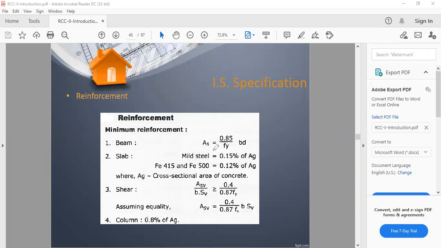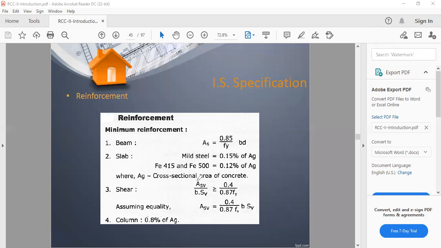Then for the slab, if you are going to provide mild steel, then 0.15% of the gross area, that is the cross-sectional area of the concrete. Or if you are going to provide Fe415 and Fe500, in that case 0.12% of the cross-sectional area. We will see it in much more detail when we go for the calculation or the design one by one.